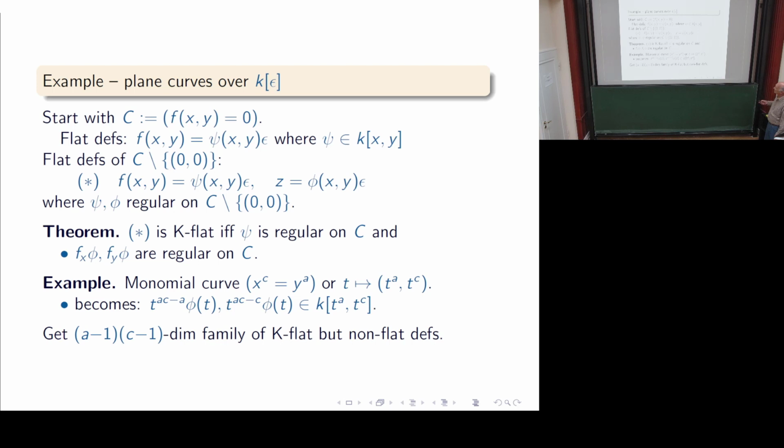So these can actually have quite high poles that are still okay. So this turns out to be an (a-1)(c-1)-dimensional family of K-flat but non-flat deformations. By accident, this is, I believe, exactly the flat deformation space. So somehow it means I just doubled the dimension of the deformations.